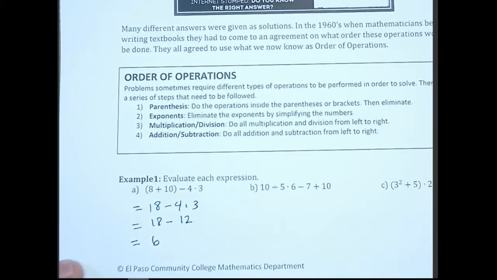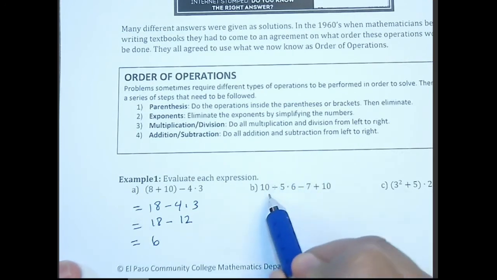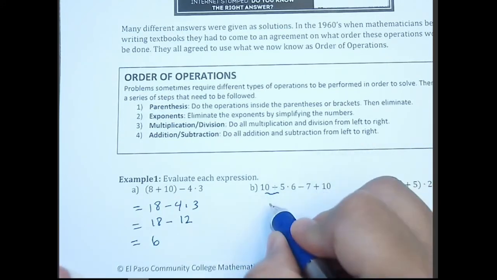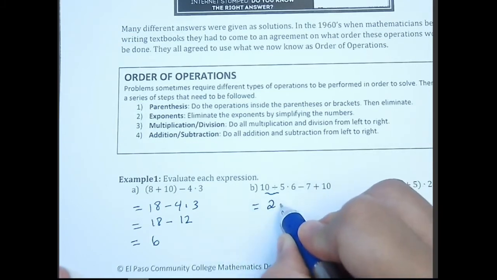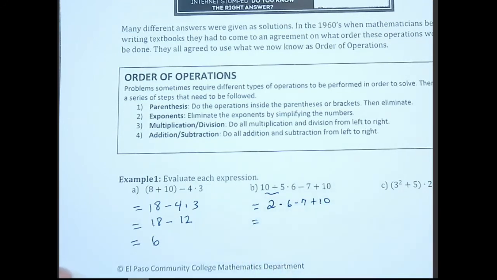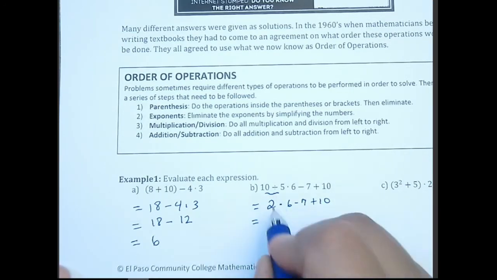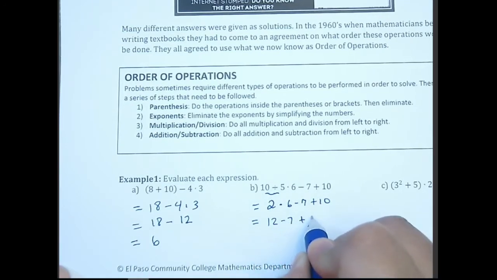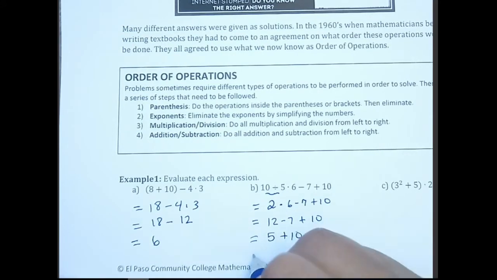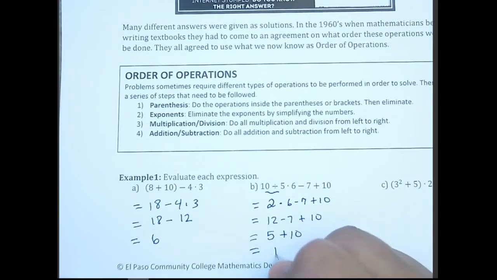Let's look at letter B. So we have 10 divided by 5 times 6 minus 7 plus 10. First we're going to do the division since it comes first before the multiplication. So 10 divided by 5 is 2. And let me just write this out. Then we want to do the multiplication. So 2 times 6 is 12. And going from left to right, we'll do the subtraction. 12 minus 7 is 5 plus 10. So 5 plus 10 will be 15.